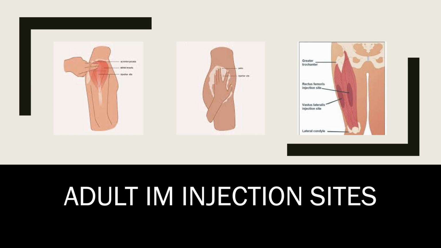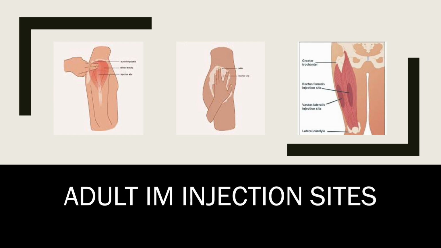Let's take a closer look at the 3 most common intramuscular injection sites for adults: the deltoid, ventrogluteal, and vastus lateralis. The deltoid is easily accessible, but it can only accommodate up to 2 mL of medication, and this medication should be non-irritating and a smaller volume. You'll find the correct site by locating the acromion process and injecting 2 to 3 finger breadths below.